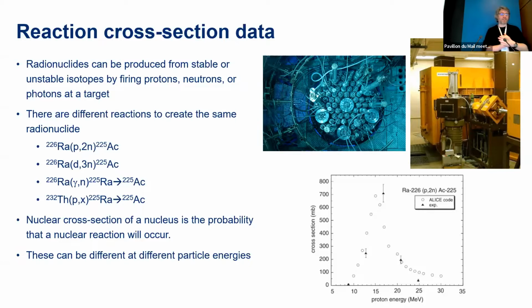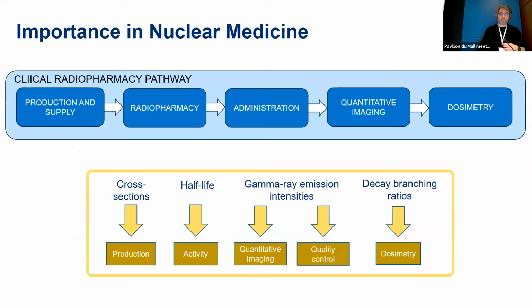So the nuclear cross-section of the nucleus is the probability that the nuclear reaction will occur. And these can be different at different particle energies. But these are, again, measurable. We need to look at these. We need to know these for understanding the production yields for when we're producing radionuclides, especially for medical usage.